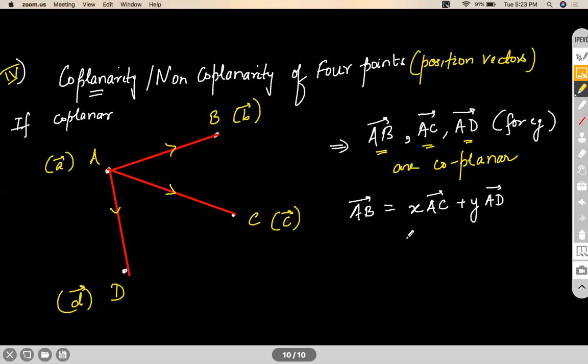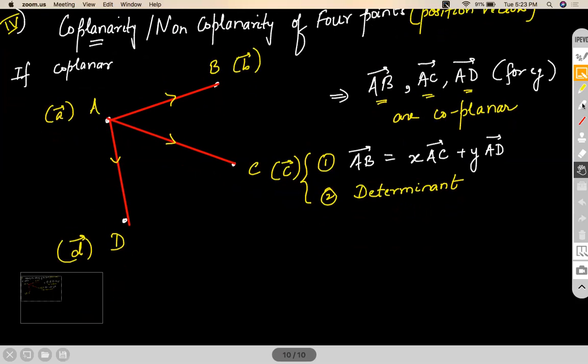This is one way. Do this, or you do the determinant way. Any way is fine. Nobody is going to ask you which way you did. Okay. Now this is another way. Let me write it as approach A, and there's an approach B.